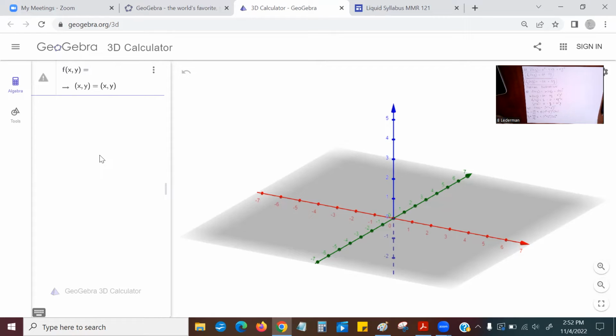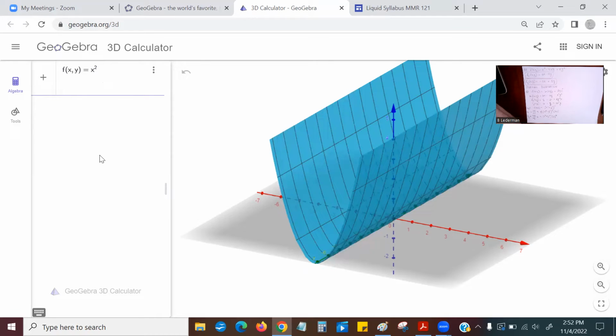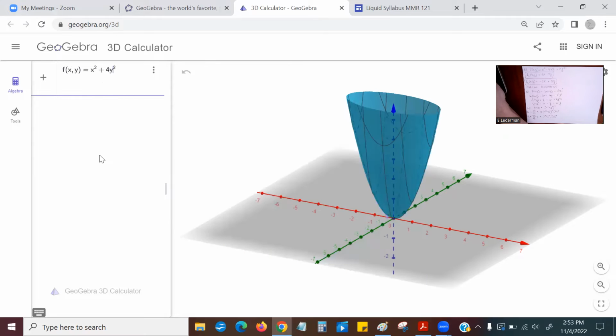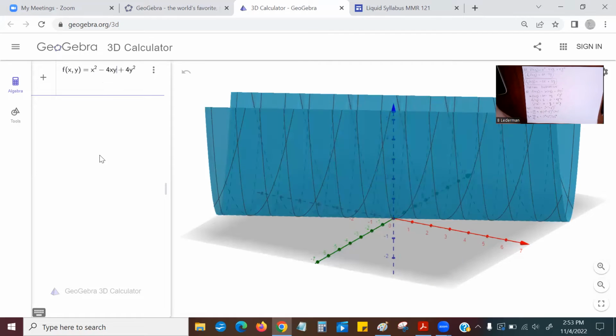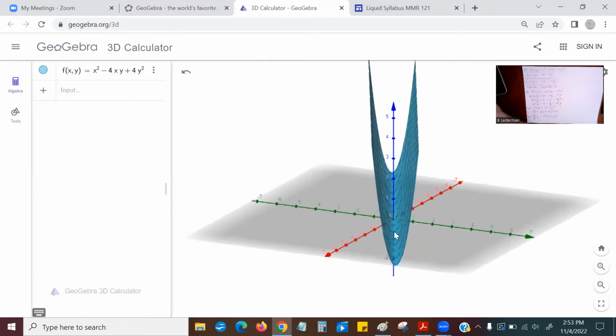Equals x squared minus 4xy plus 4y squared. Okay. Oh, interesting. So this is kind of what it looks like. And I want to look at the point. Interesting.